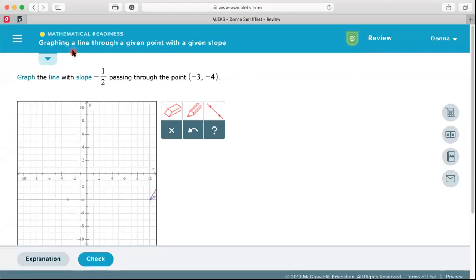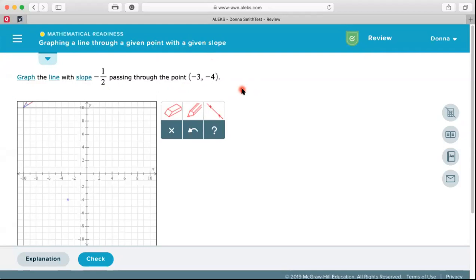I'm going to be doing a movie on graphing a line through a given point, given the slope. In this example, we're asked to graph the line with slope -1/2, passing through the point -3, -4. There are 3 steps to graphing a line with slope and a point.